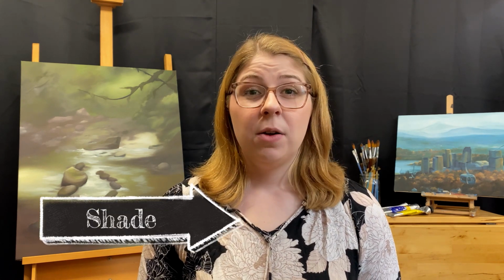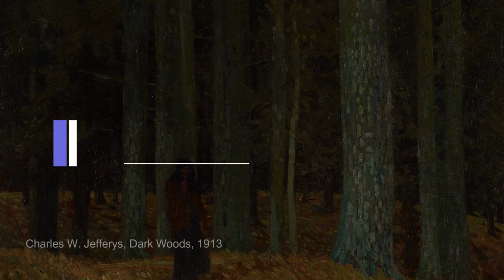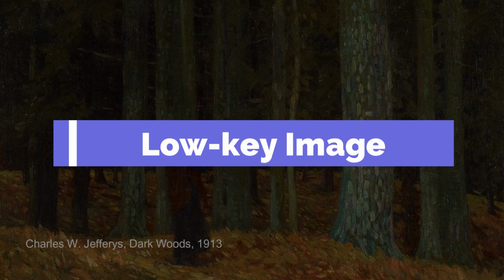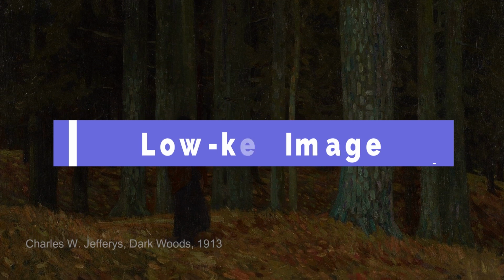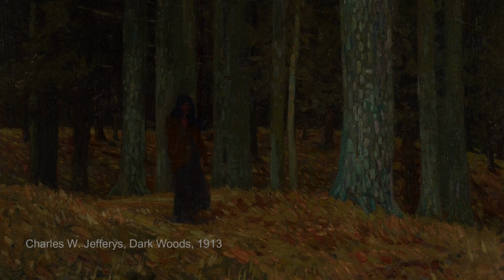And vice versa, if you have a hue and you add black to it, that's called a shade. When you have a painting that's just shades, you have a low-key image, also low contrast, because there's no highlights to interact with your shadows. Now, that is how you change the value of a hue.